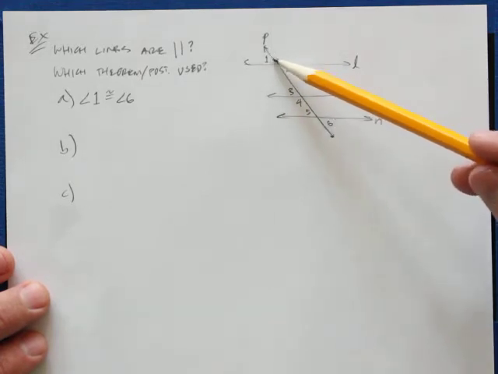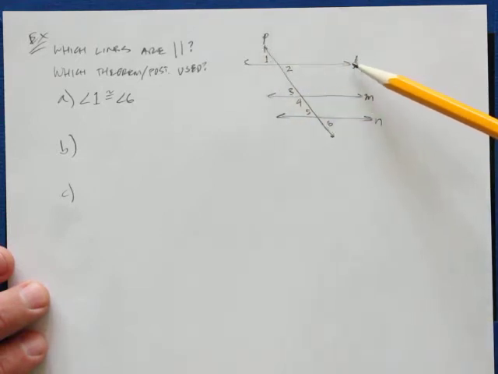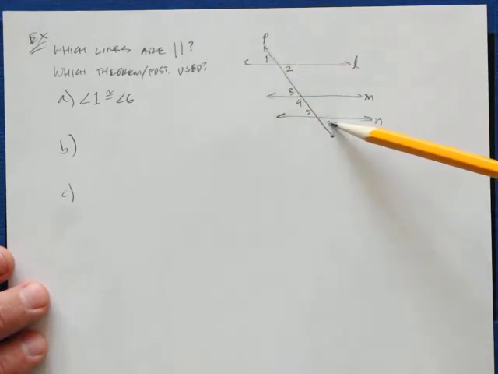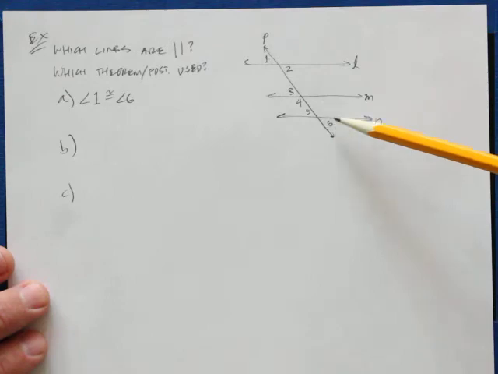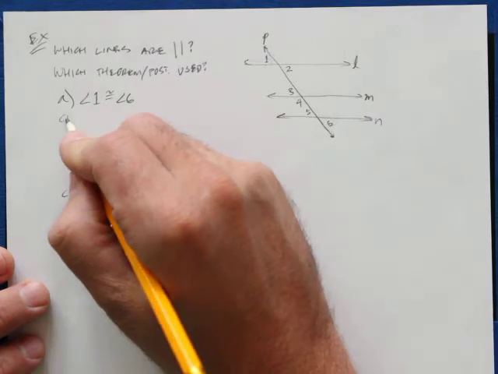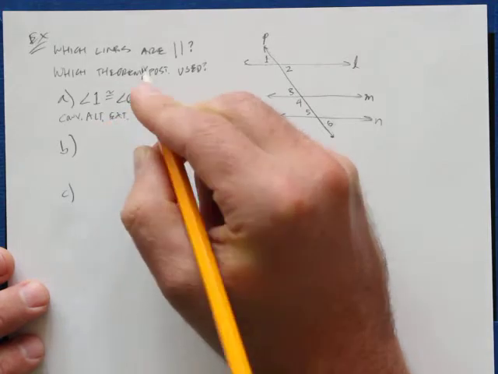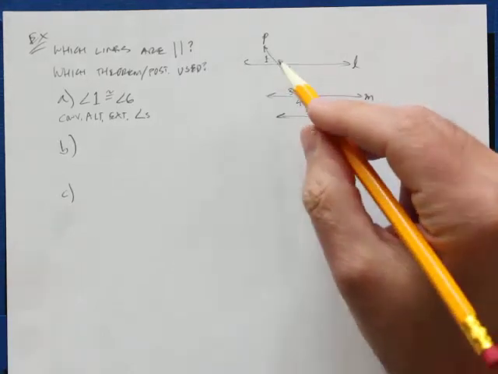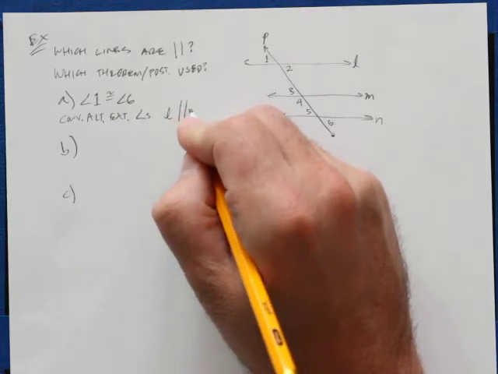So these both are using the transversal as part of the angle. And then we've got line L and line N. Line M is not involved with these two angles at all. So 1 and 6 are alternate exterior angles if we're talking about these two, L and N. So these are alternate exterior angles. And this is the converse of alternate exterior angles. Since these are congruent, then these two lines, line L is parallel to line N.